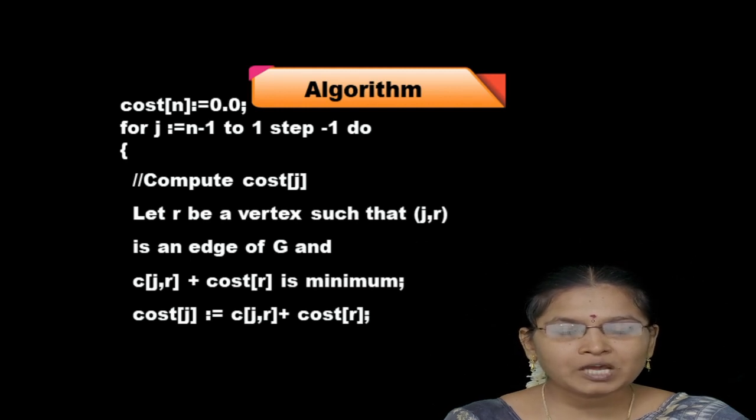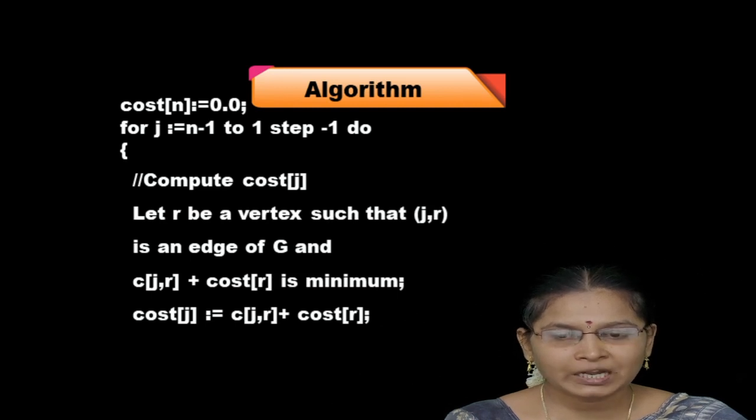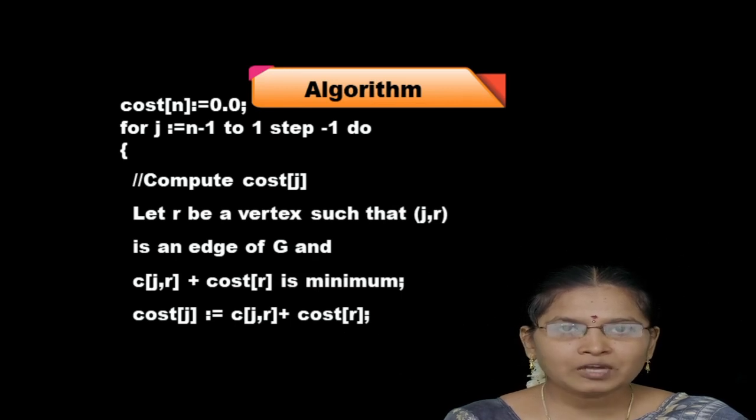So next we have to compute the cost of J. So let R be a vertex such that J comma R is an edge of G and C of J comma R plus cost of R is minimum. So cost of J equal to C of J comma R plus cost of R. Similarly, we have to initialize the P of J value as R.